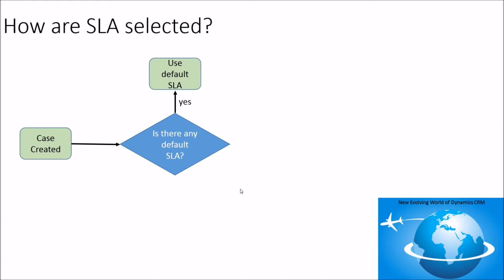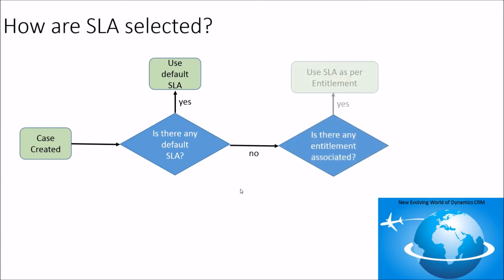I mean, that is what Dynamics CRM does, right? The system does. But if no, then it will go and check whether there is any entitlement this customer is associated with. And if there is an entitlement with which this customer is associated, then you simply go and follow the SLA linked to that entitlement. Okay, and if this is also no, that means no SLA is selected for this particular customer.